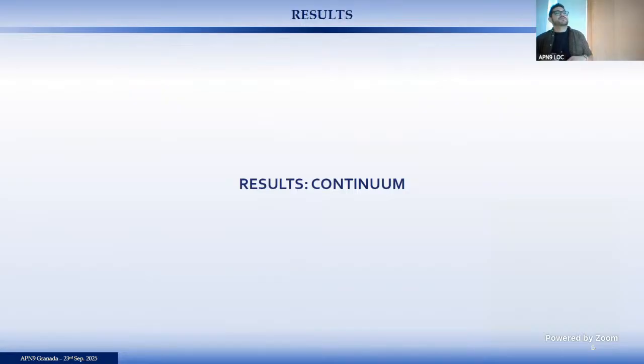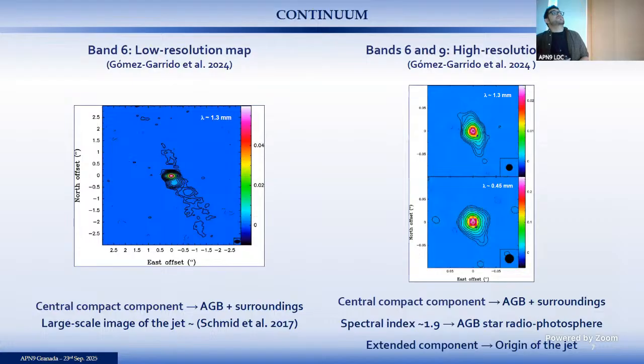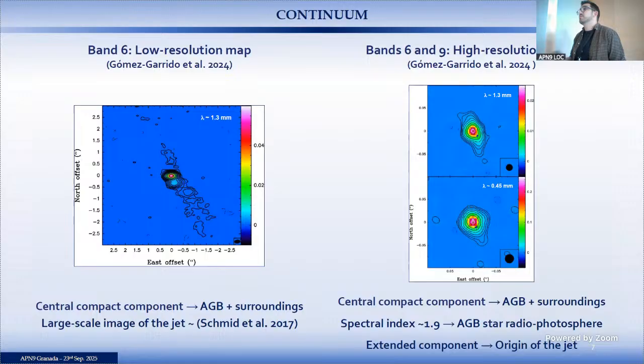Now, let's start with the results. I will start with the continuum. What you can see in the figure on the left is the low angular resolution map at 1.3 millimeter, where you can see a compact and intense emission in the center of the map that we identify with the emission of the AGB star and its close surroundings. And there is also, in this direction, an extended emission that we identify with the jet emerging from the white dwarf.